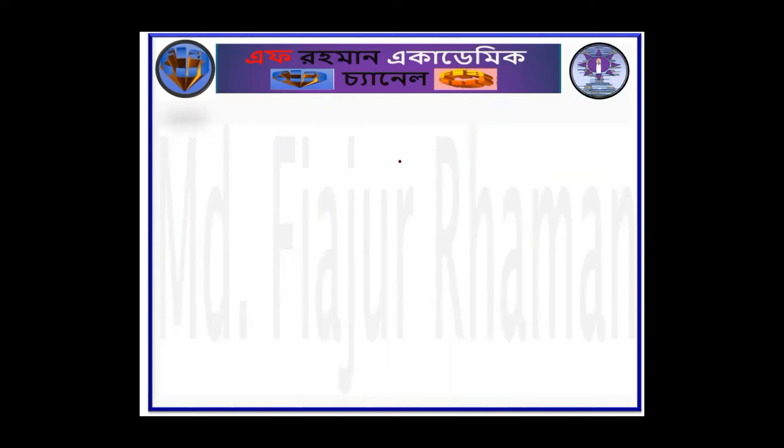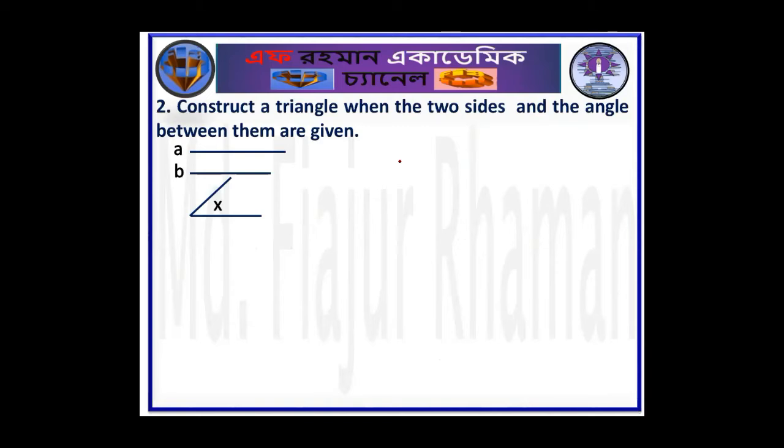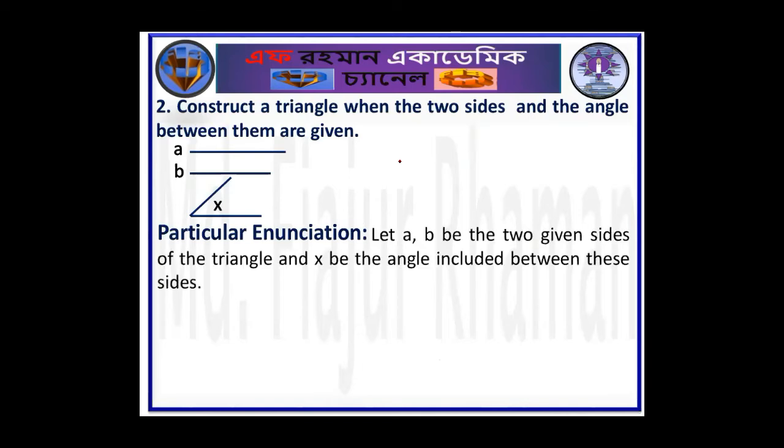Let's see the next one. Construction 2. Construct a triangle when the two sides and the angle between them are given. That's why we have drawn two sides A and B, and the angle between them is X. Particular enunciation. Let A and B be the two given sides of the triangle and X be the angle included between these sides. We have to construct the triangle. And then steps of construction.